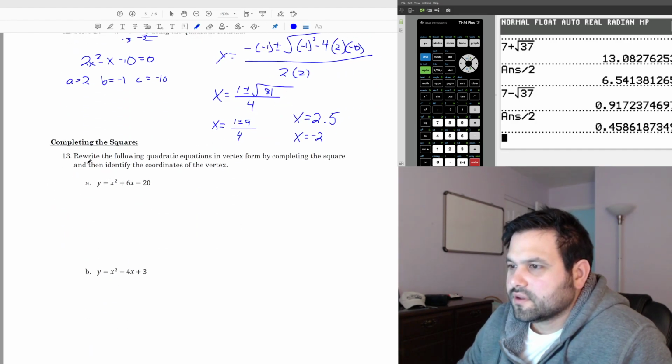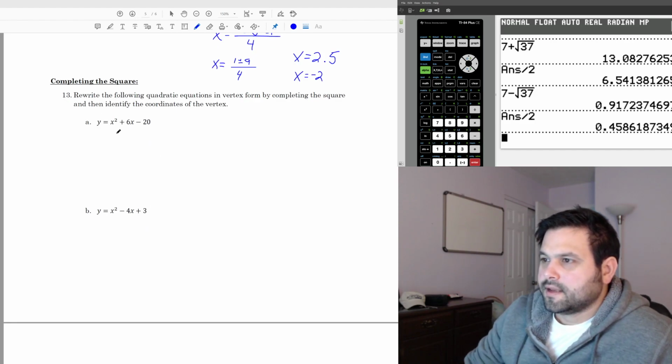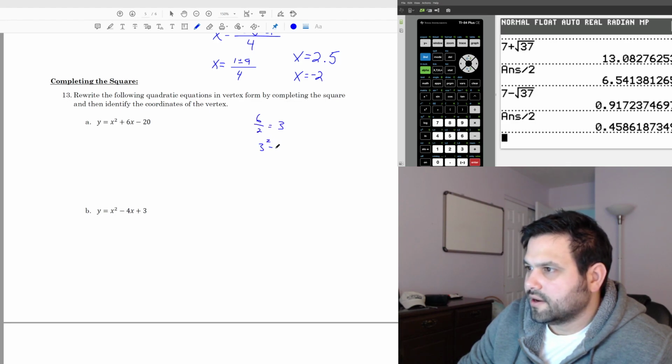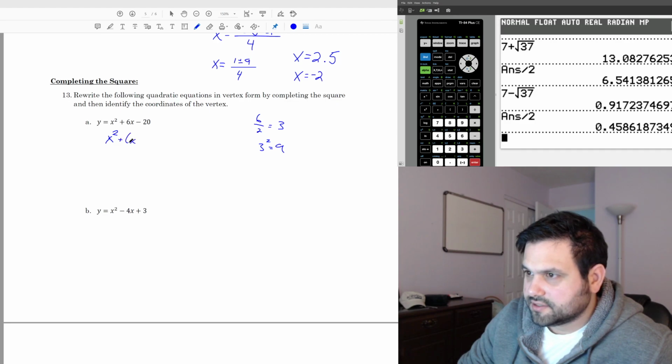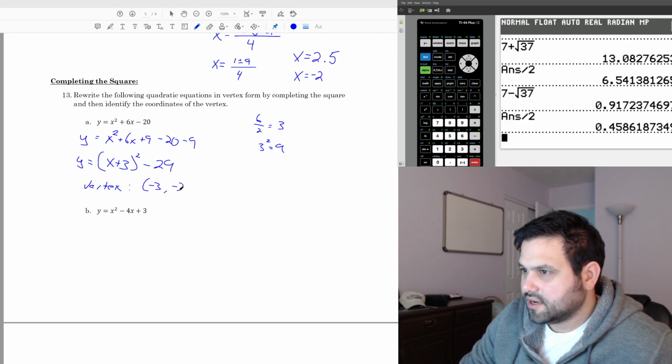Completing the square. Rewrite the following quadratic equations in vertex form by completing the square and then identify the coordinates of the vertex. Okay, so here we have standard form. So I'm going to do my side work. What's the b value? 6 divided by 2. And then take that number and square it. It's 9. So that's going to give us x squared plus 6x plus 9 minus 20 minus 9. Now I can factor the first three terms to x plus 3 squared. Combine these, negative 29. So the vertex is at negative 3, negative 29.